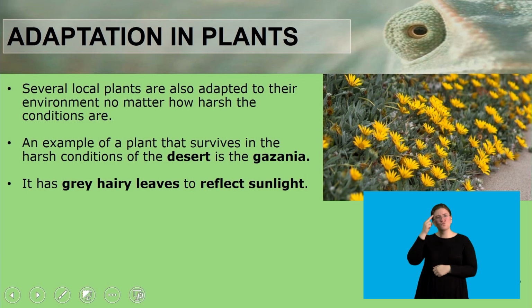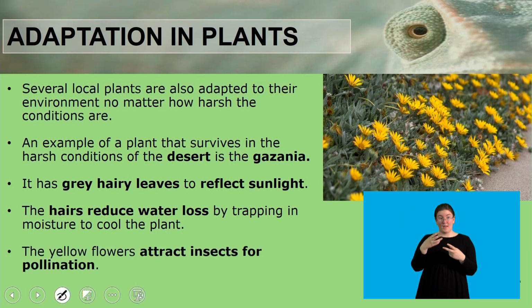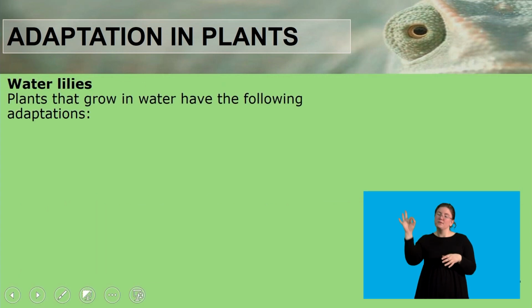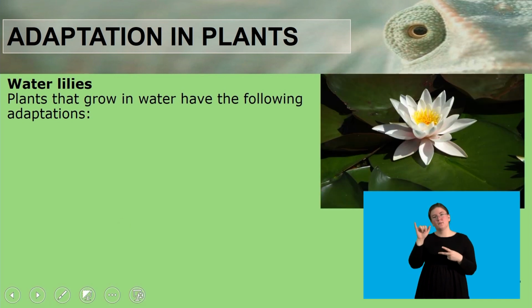It has gray hairy leaves to reflect sunlight. The hair reduces water loss by trapping in moisture to cool the plant. The yellow flowers attract insects for pollination. And then we also have water lilies. These are plants that grow in water and have the following adaptations.